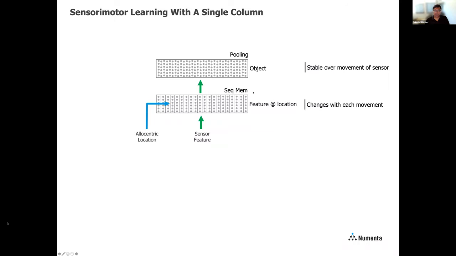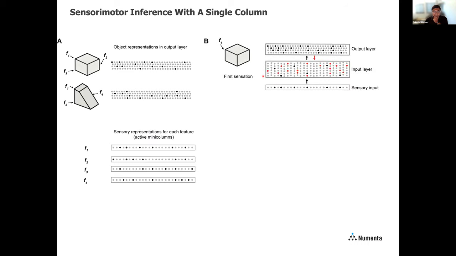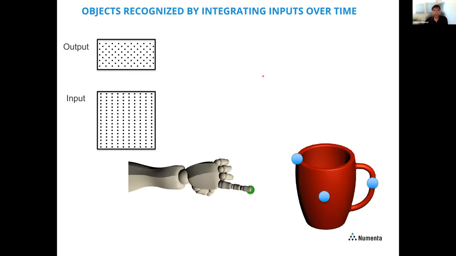So the basic network had this sequence memory-like structure below here. And as you're moving, you get different features at different locations that end up being activated here. The second layer is an object layer. This is a layer that pools over different sensory inputs that belong to an object, and this layer is a lot more stable than the one below. The one below is changing with every movement, and the one on top is stable as long as you're sensing a particular object. We walked through this example, which I won't go through, but I'll remind everyone of this, and then we'll do the multi-column version of this.